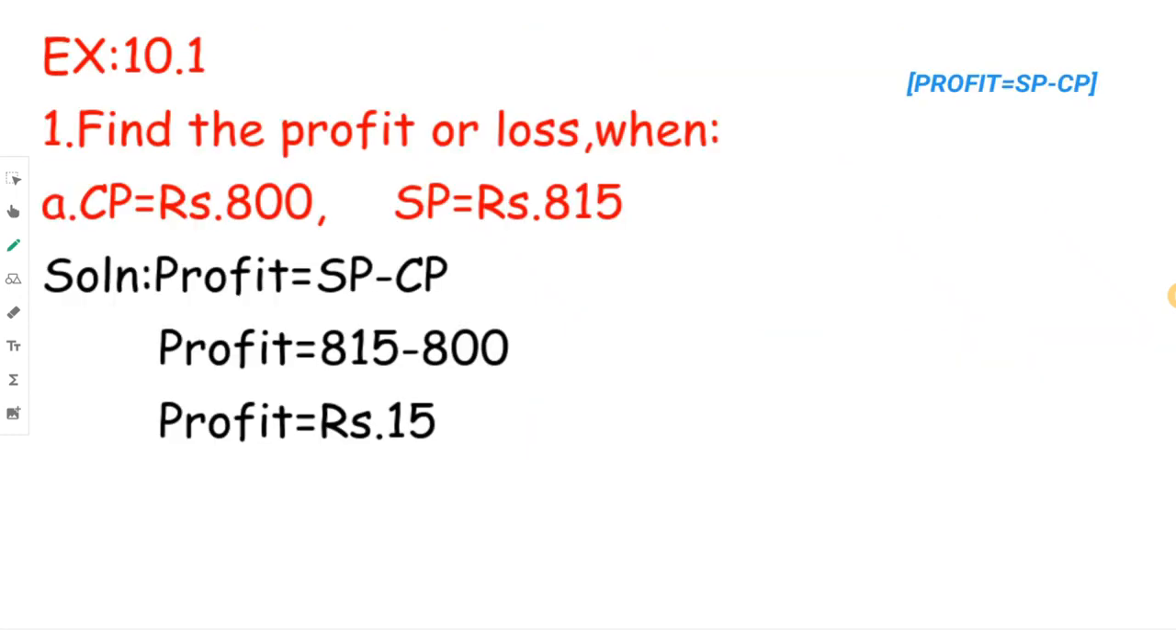Find the profit or loss when CP equals 800 and SP equals rupees 815. The cost price is 800, and the selling price is 815. Just by looking, we know that this is a profit. What is the formula of profit? SP minus CP. SP is 815, cost price is 800. When you subtract these two, you get the profit. You made a profit of rupees 15.